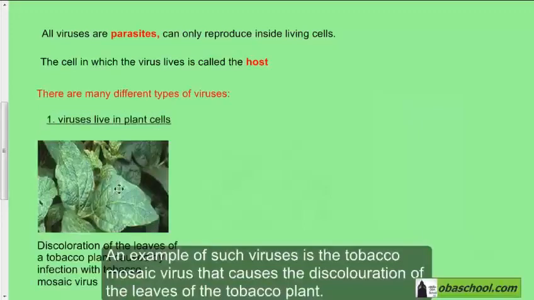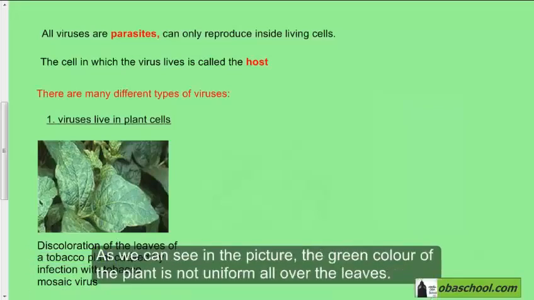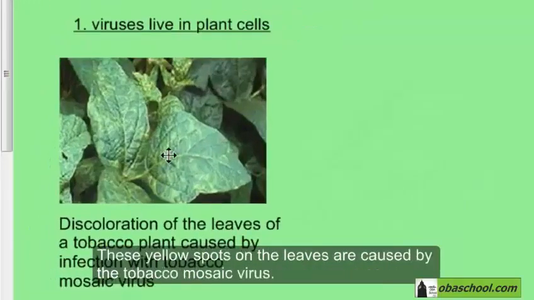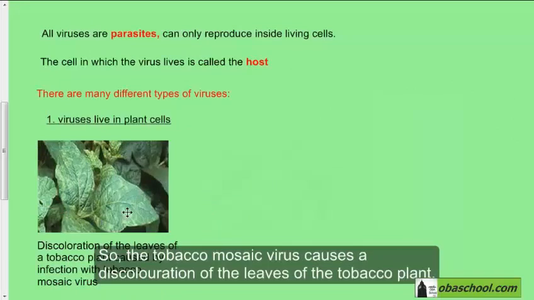An example of such viruses is the tobacco mosaic virus that causes the discoloration of the leaves of the tobacco plant. So the host here is the tobacco plant. As we can see in the picture, the green color of the plant is not uniform all over the leaves. These yellow spots on the leaves are caused by the tobacco mosaic virus. So the tobacco mosaic virus causes a discoloration of the leaves of the tobacco plant while it lives in it and uses it as a host.